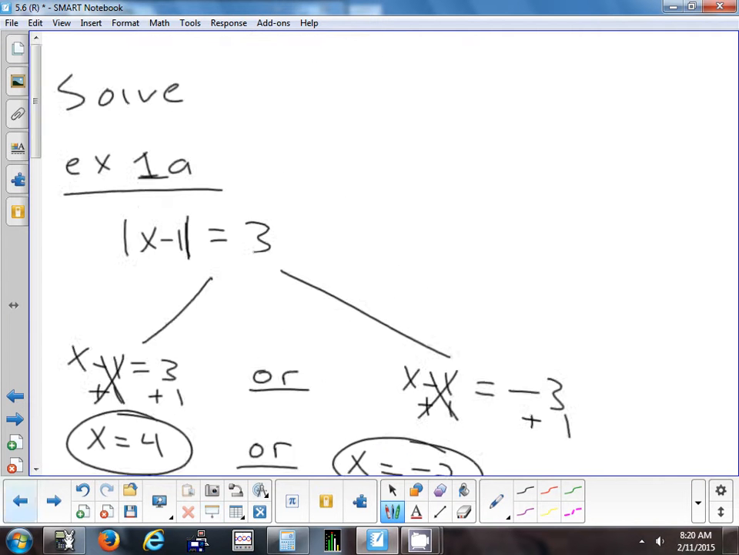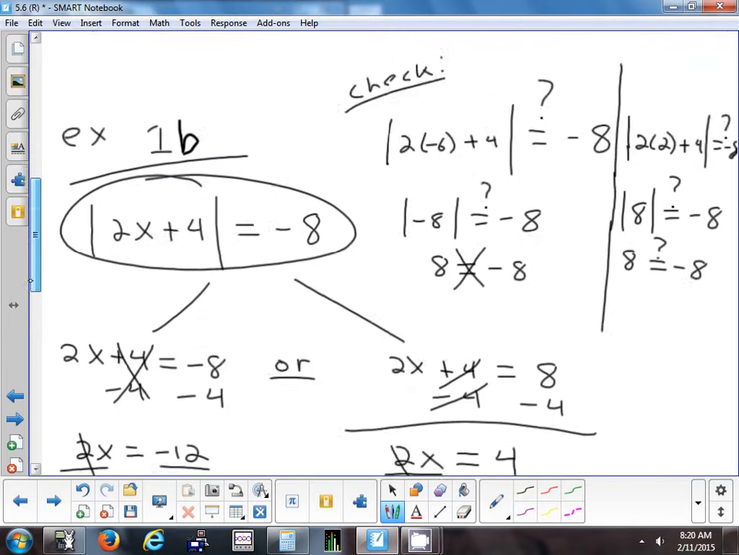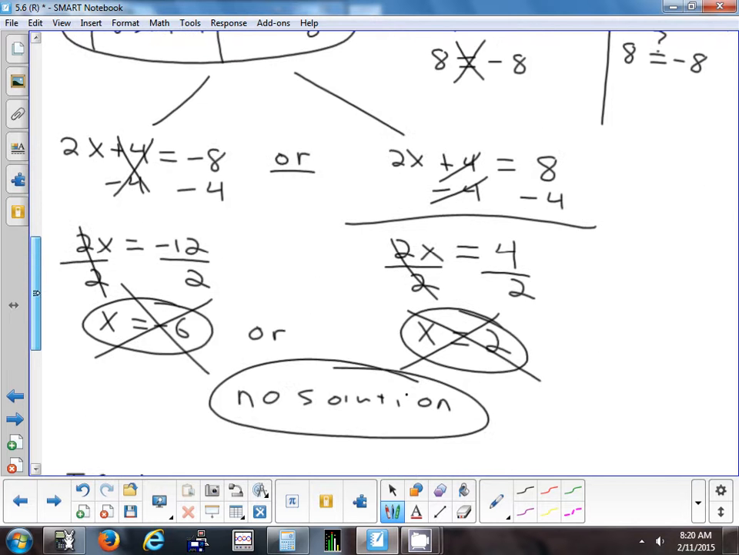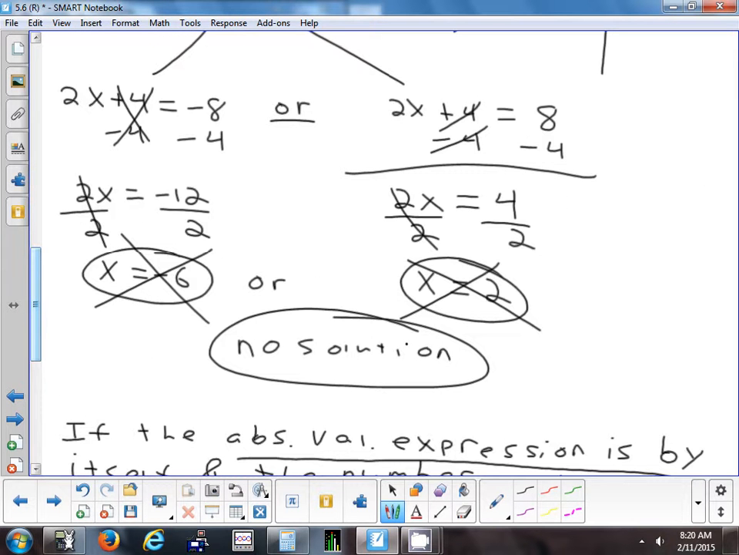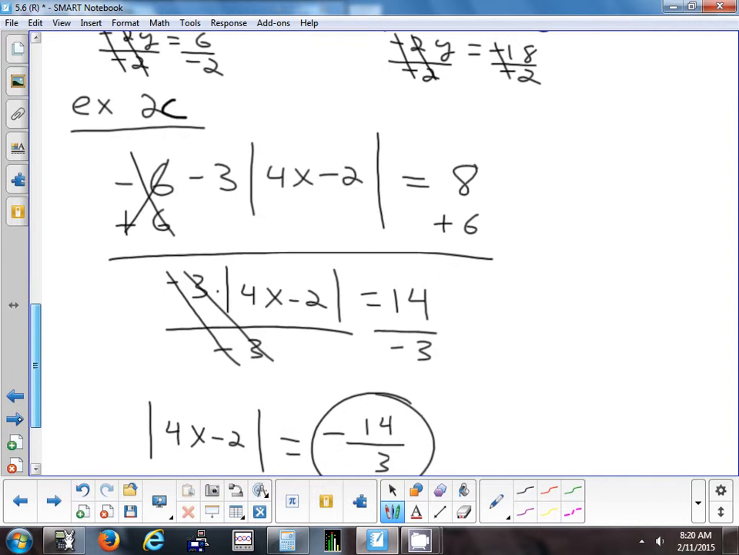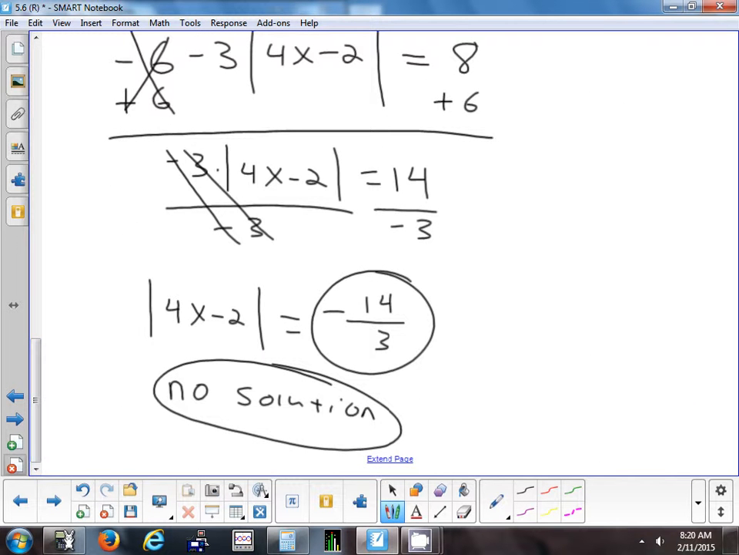Okay, if you go through like we did on example 1b, you can go through and solve it. And you'll get these two numbers, but it's a waste of time. They won't work. Okay, so we don't even have to go through all that work again just to show that there's no solution. Good, so that's how you solve absolute value equations.